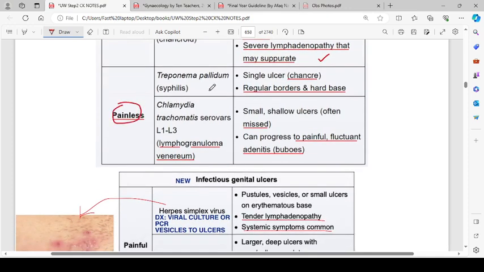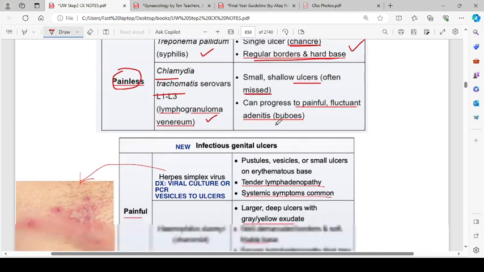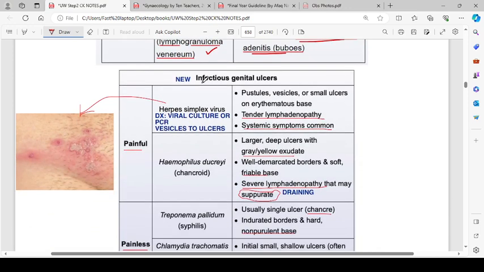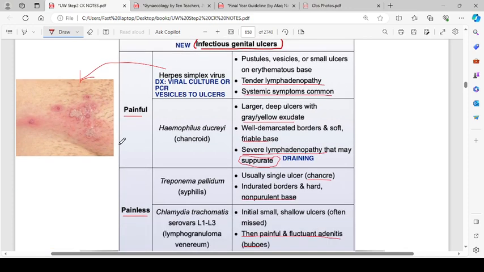The painless ones are caused by Treponema pallidum or syphilis, single ulcer or chancre, regular borders and hard base, Chlamydia trachomatis, serovars L1 to L3, lymphogranuloma venereum, small shallow ulcers often missed, and can progress to painful fluctuant adenitis or buboes. So this is a new table, the newer version of the same table that we just discussed.